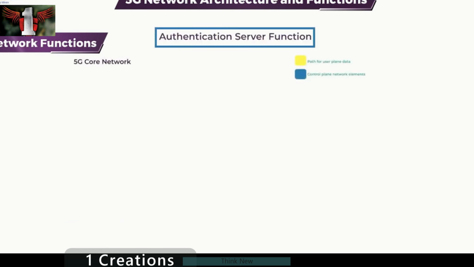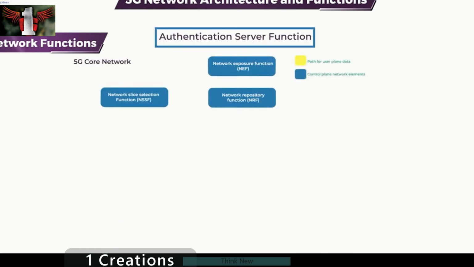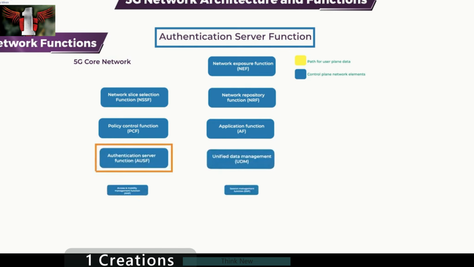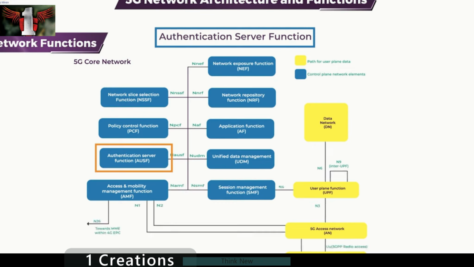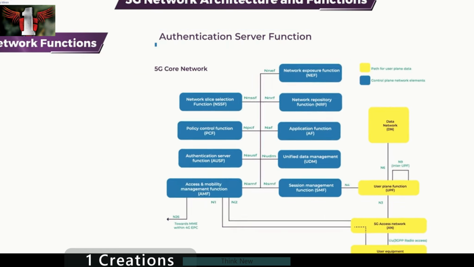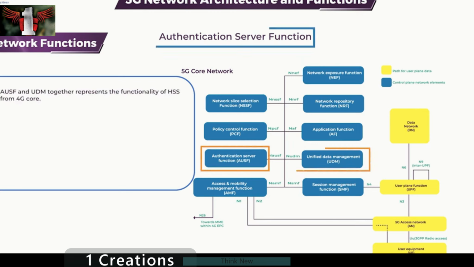Our next topic is the Authentication Server Function, AUSF. The AUSF is a control plane function within the 5G core network. Its primary function is to support both subscriber and network authentication, that is, the network verifies that the UE is a genuine authorized subscriber while the UE verifies that the network is genuine. AUSF and UDM together represent the functionality of the HSS from the 4G core.